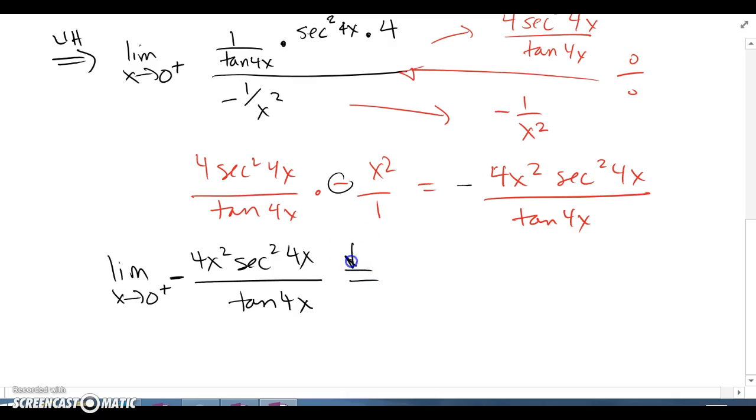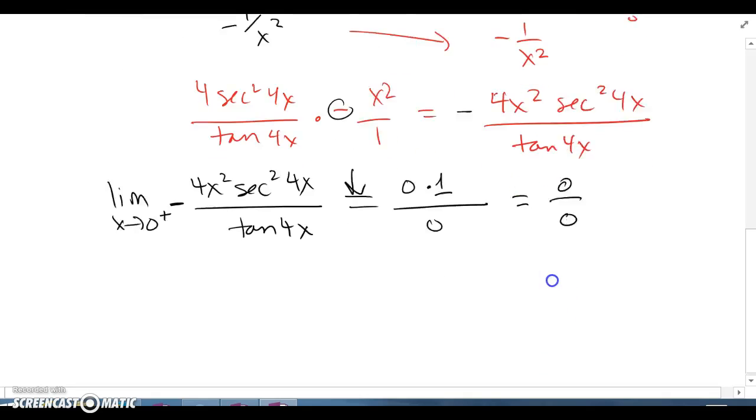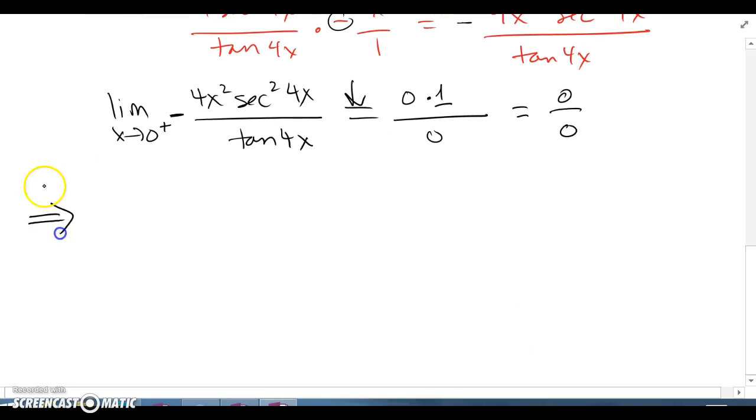Now when I try to plug things in again, let's see if I get lucky and get something we can evaluate. Plugging in something close to 0, I get 0 for the 4x squared part. Secant squared of 0 is really just 1 over cosine squared of 0, and cosine squared of 0 is 1, so that gives me a 1. Over tangent of 0, getting close to 0, is 0. So this wasn't all that great because it still gives me 0 over 0, which means I need to apply L'Hopital again. So we're going to have to do a little bit more differentiation.